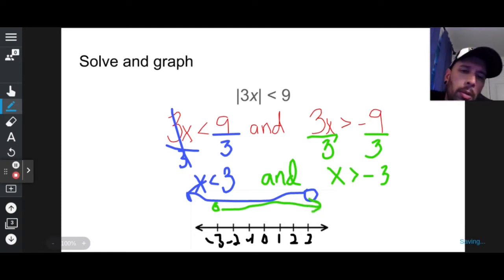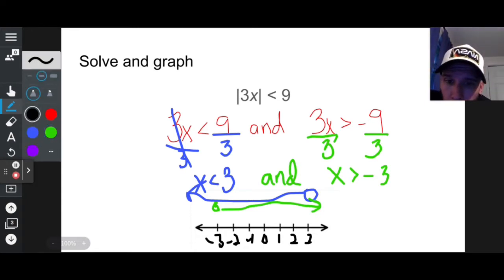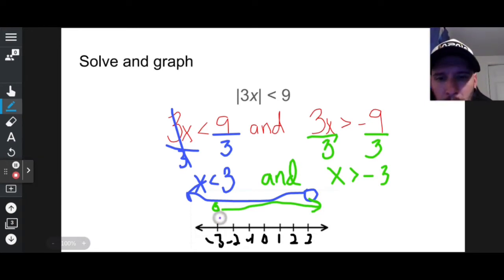Terrible line drawing by me. Good thing I'm not a tattoo artist. But since this is an and graph, I care about everything in between. So I am going to put a circle at negative 3, but not fill it in because it's not included in both. And I'm going to put a circle at regular 3 and not fill it in because it's not included in both. But what is included in both is everything in between.